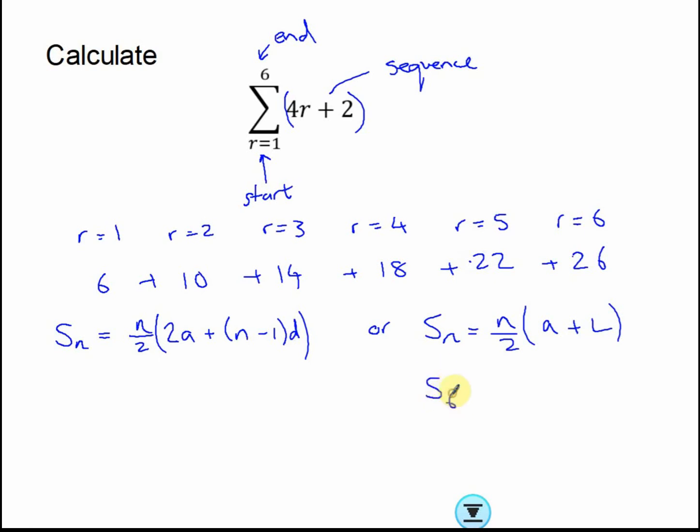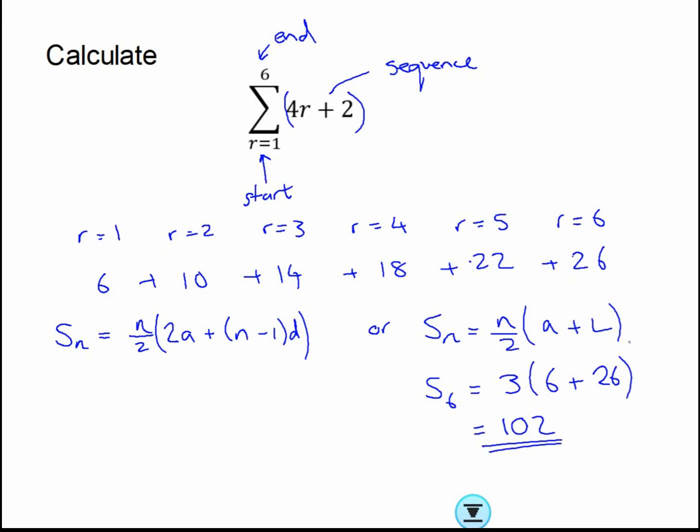So the sum of 6 terms is going to be 6 over 2, 3. The first was 6, plus the last is 26. So that's just 34 times 3, which is 102. I could have used this formula, so it's a little bit more work for me, and I could have just done that. But obviously, please remember, if there's many steps, you're not going to do that. You're going to use a more advanced formula.